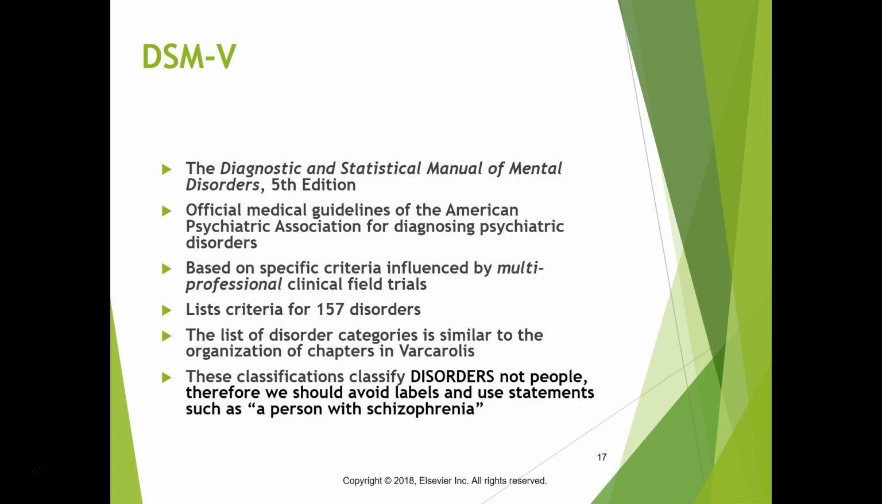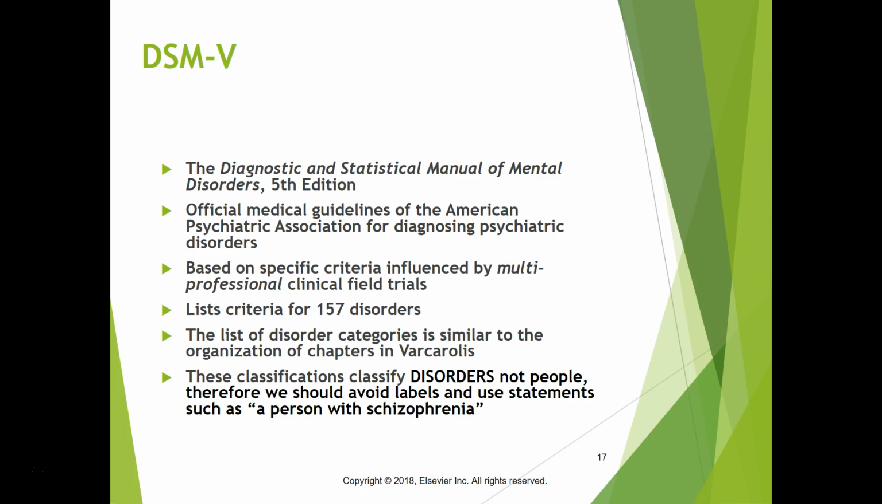It's based on specific criteria influenced by multi-professional clinical field trials, so not just psychiatrists, but also psychologists and perhaps psychiatric social workers. It lists criteria for 157 different disorders. And the list of disorder categories is really similar to the way the chapters are organized in Varcarolis, so that really helps as far as understanding what illnesses we're talking about. These classifications classify disorders, not people. Therefore, we should avoid labels and use statements such as a person with schizophrenia. So that's probably one of my pet peeves.